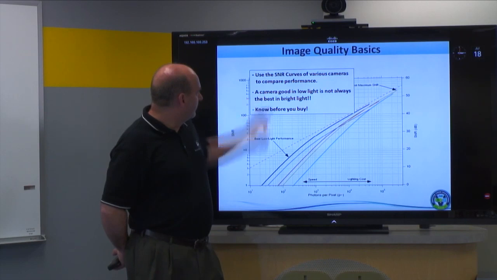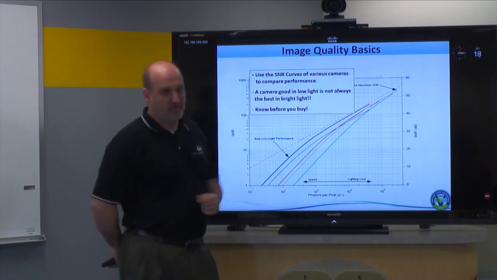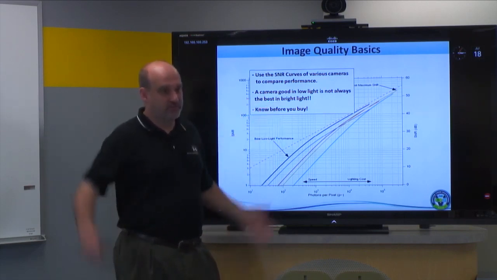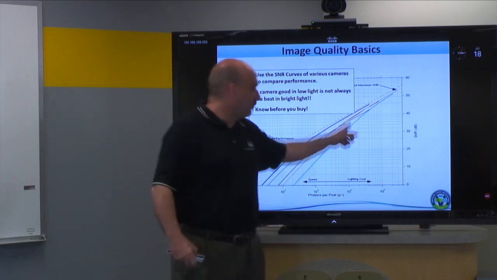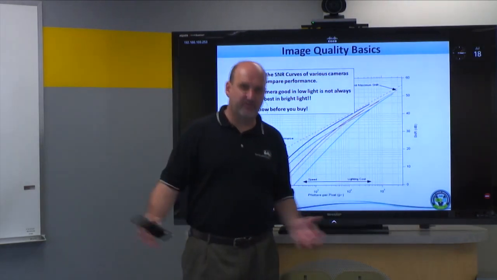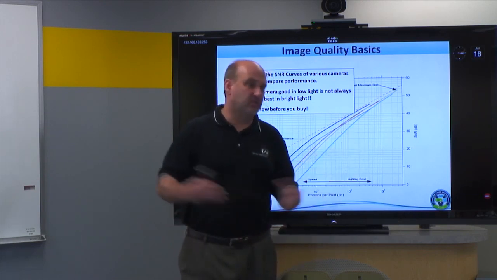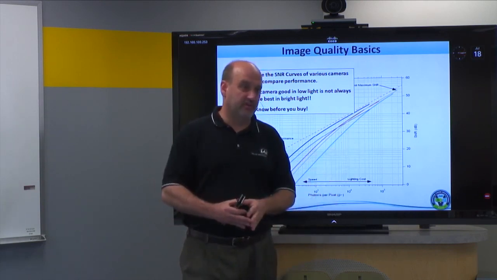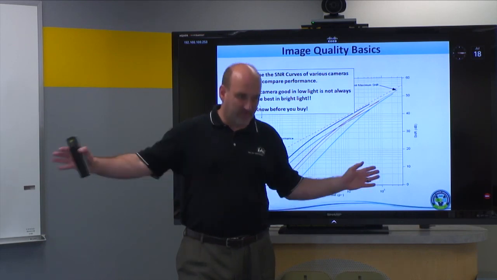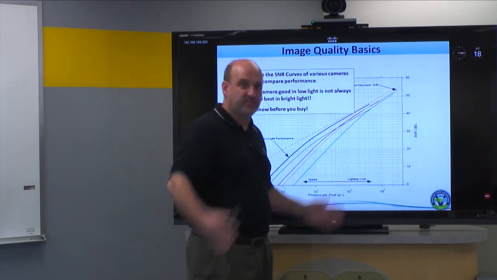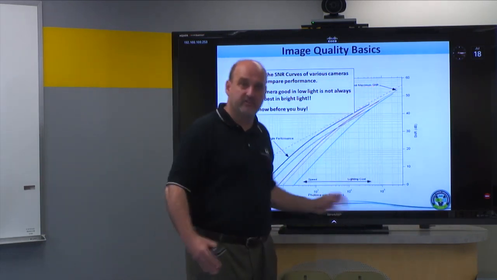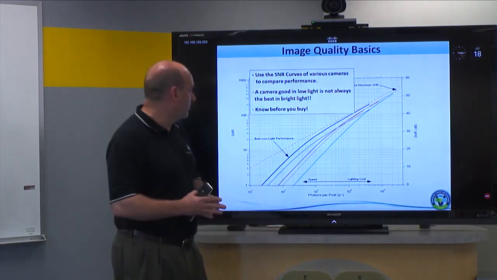A camera that's good in low light is not always the best in bright light. So you want to consider, what is the dynamic range? Am I using this camera as machine vision where I always have fixed lighting, therefore I can count on this point? Or it's still maybe machine vision, but maybe it's on an autonomous robot that's driving around outside or something, so the light is changing and I'm concerned about the entire range. You want to consider that when you're buying cameras.